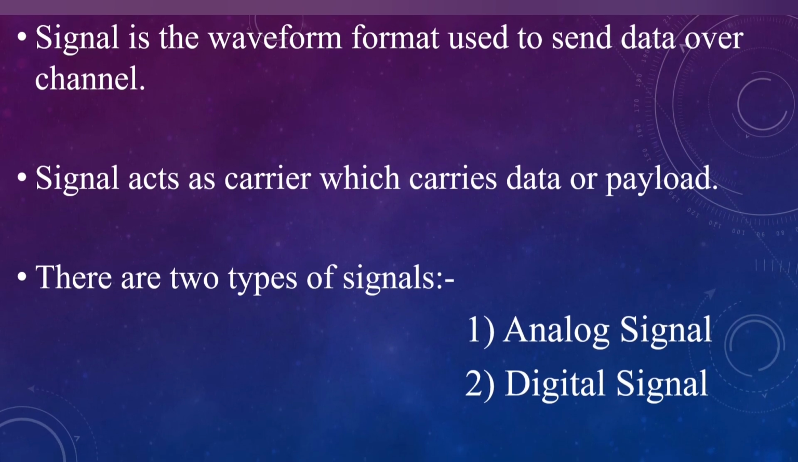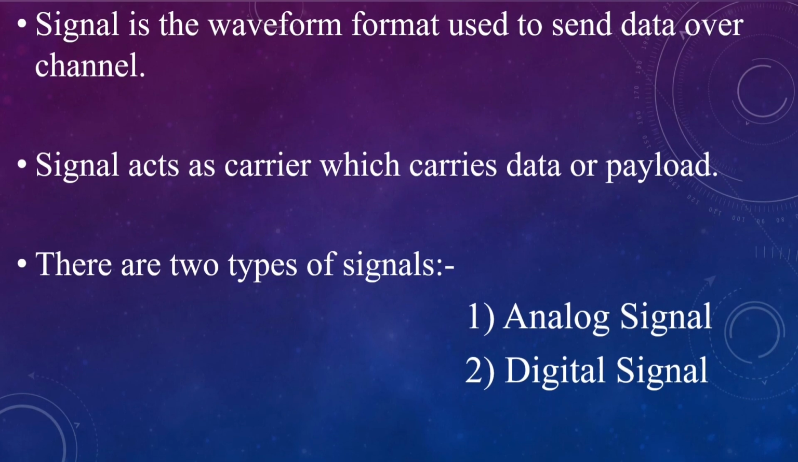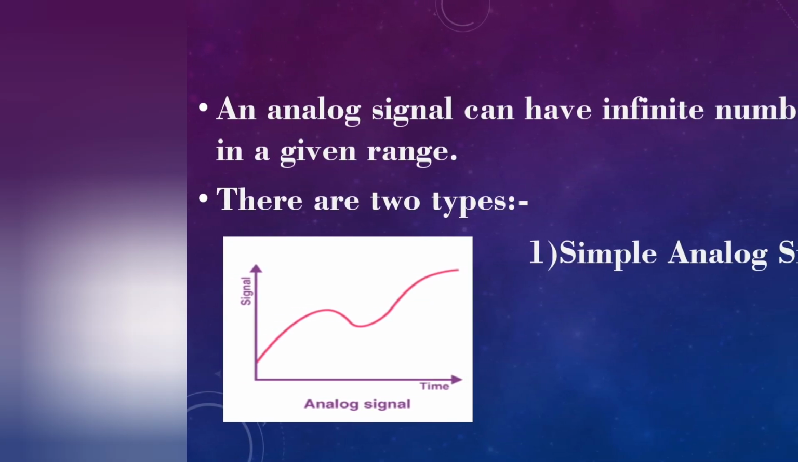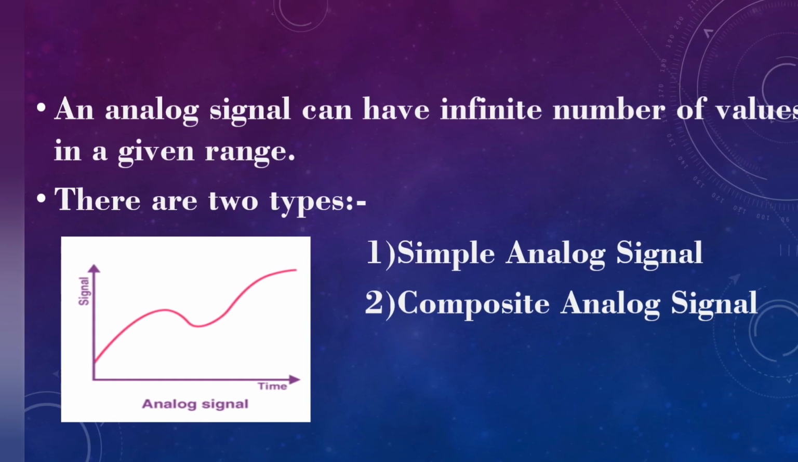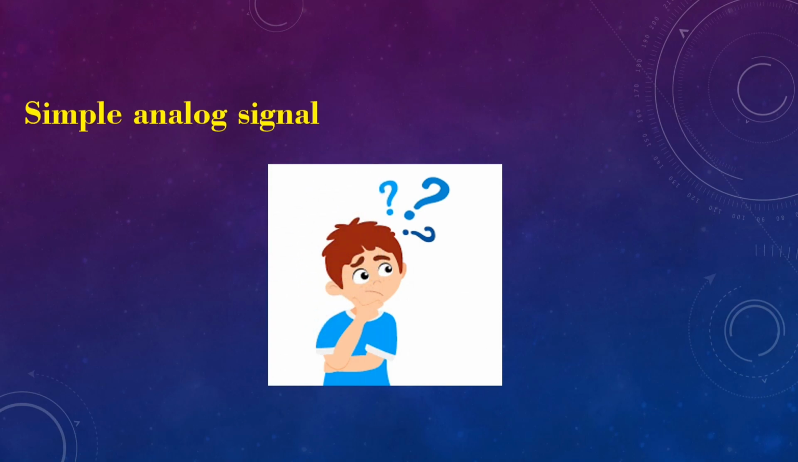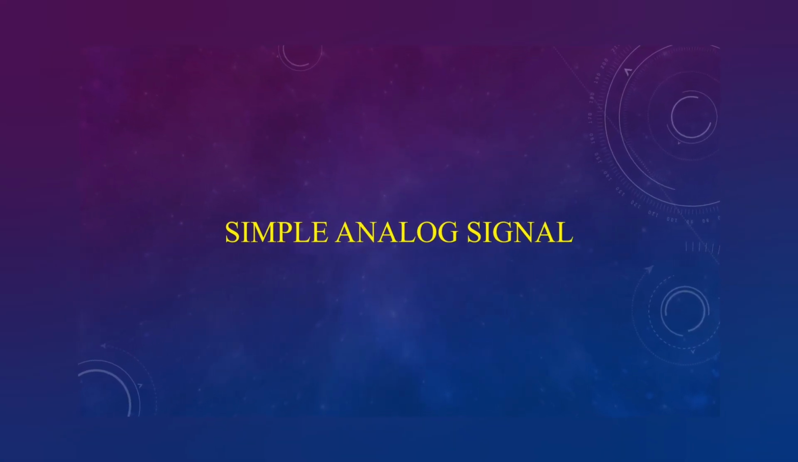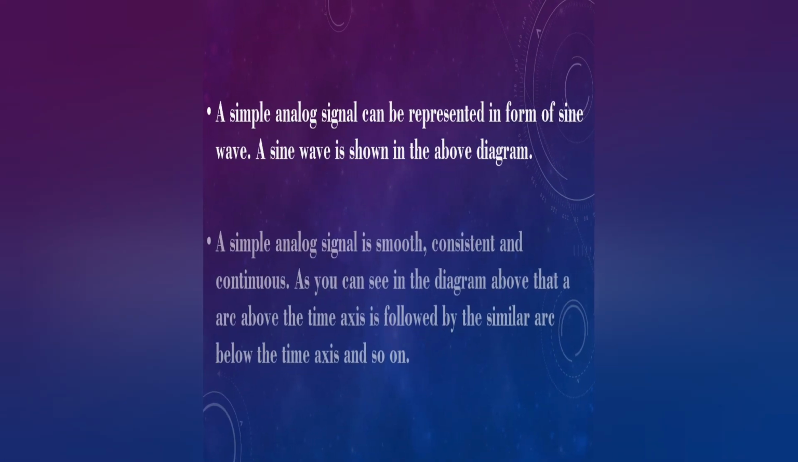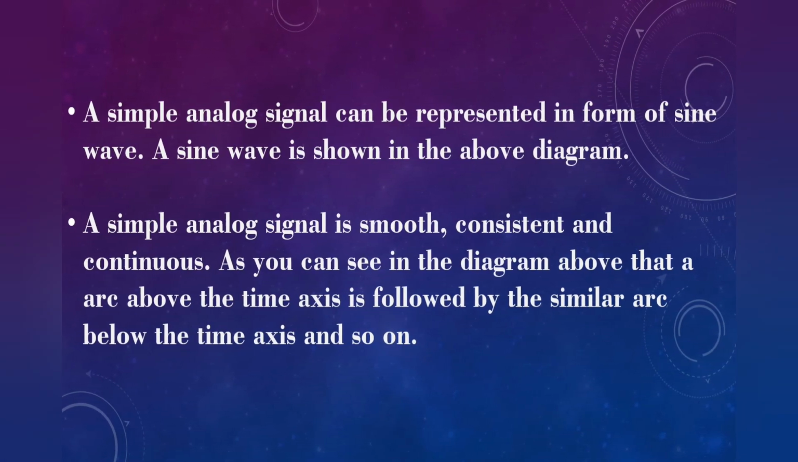There are two types of signals. First, analog signal. Second, digital signal. Analog signal. An analog signal can have infinite number of values in a given range. There are two types. First, simple analog signal, and second, composite analog signal. Now you will be thinking, what is simple analog signal and composite analog signal? Simple analog signal. A simple analog signal can be represented in form of sine wave. A sine wave is shown in the above diagram.